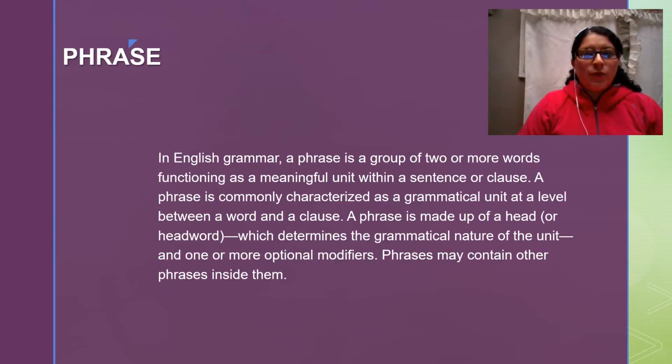To begin with, we must know what a phrase is. In English grammar, a phrase is a group of two or more words functioning as a meaningful unit within a sentence or clause. A phrase is commonly characterized as a grammatical unit at a level between a word and a clause. A phrase is made up of a head, which determines the grammatical nature of the unit, and one or more optional modifiers. Phrases may contain other phrases inside them.